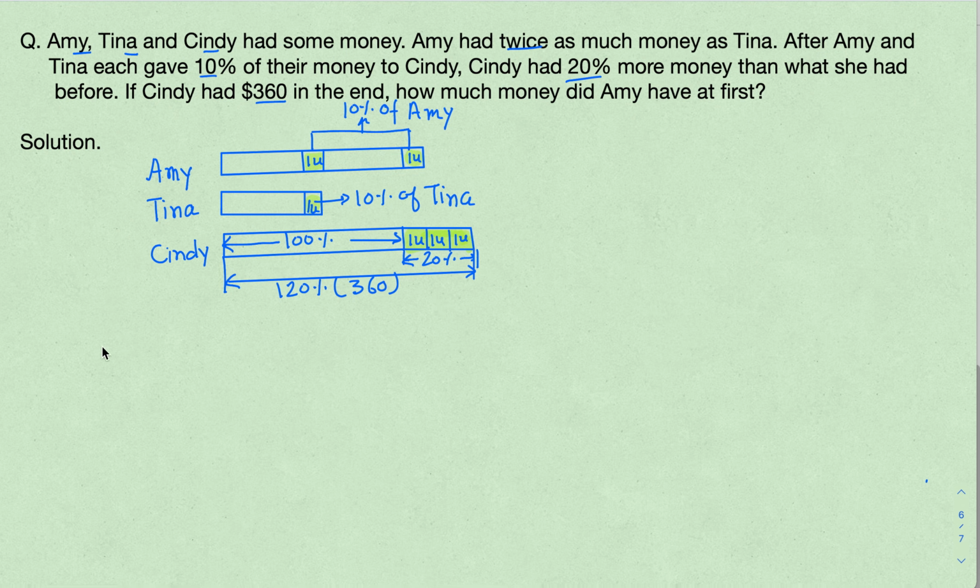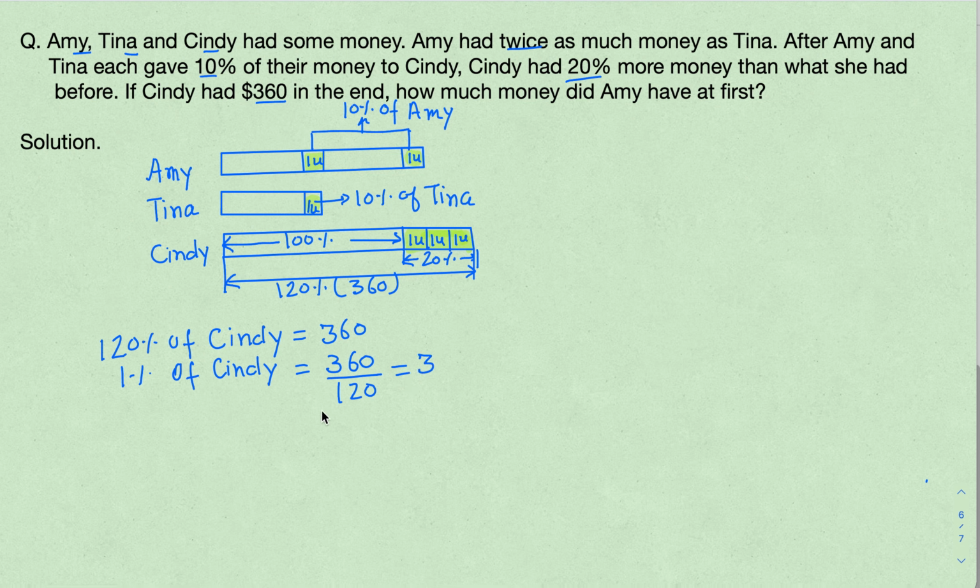Let's write our actual solution. So 120% of Cindy is $360. So what do you think? How much will be 1% of Cindy? So 1% of Cindy will be 360 divided by 120, right? That will give us 3, right?